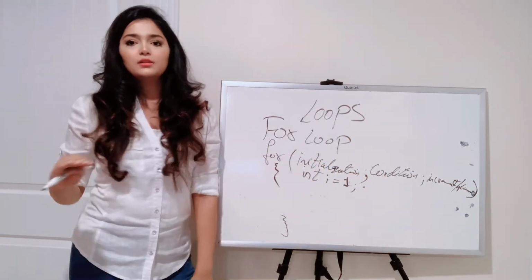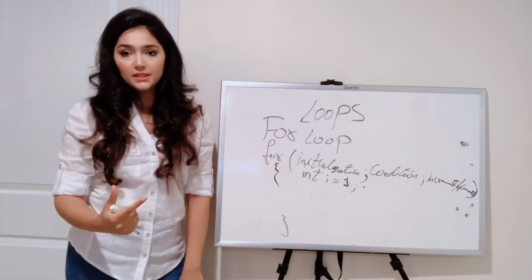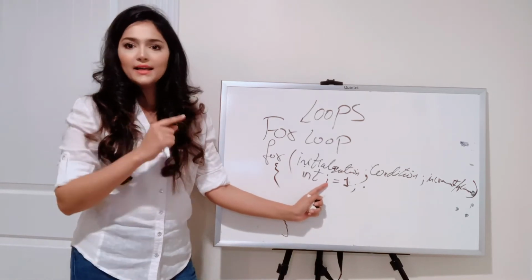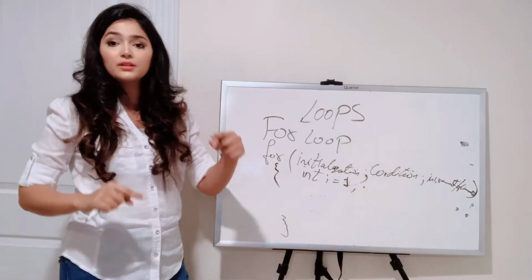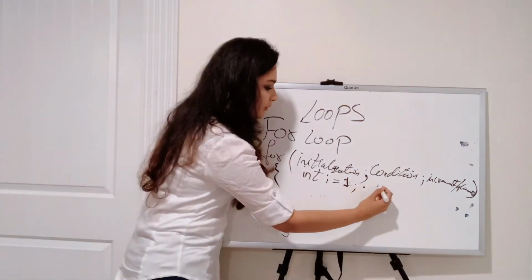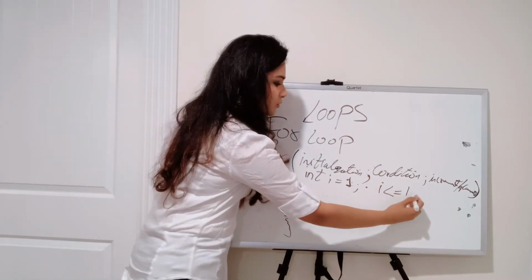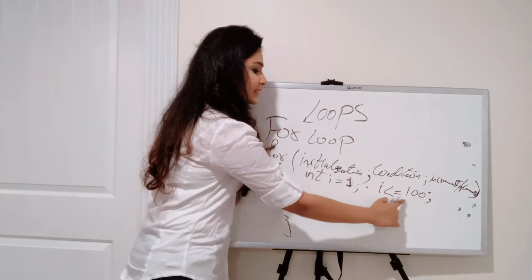So we are sticking to the same example. We want to print hello world 100 times. What do you think will be the condition? This is the i. Now i is the one who is keeping track of how many times I have printed hello world. So i will be less than or equal to 100 and semicolon. So i is less than or equal to 100.